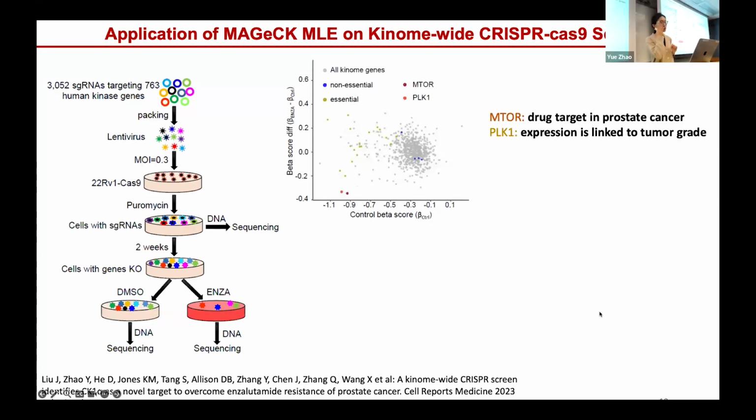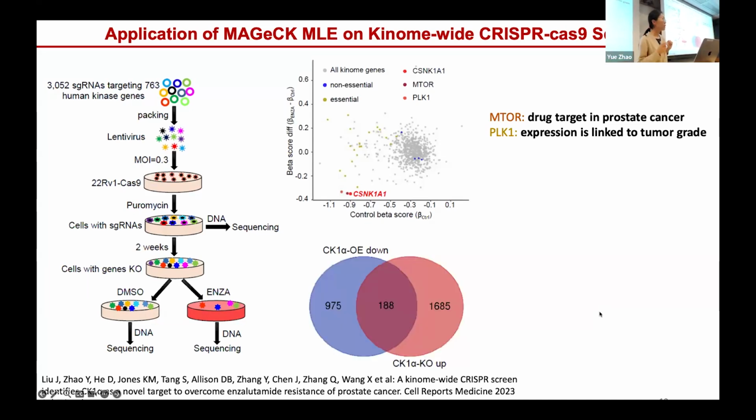And indeed, we found 2 interesting genes that are known to be very interesting in prostate cancer. The first one is mTOR, a known drug target in prostate cancer. And PLK1, its expression is known to be linked to prostate cancer tumor grade. And the third gene is what we discovered. It's called CSNK1A1, and it shows a very negative score and has never been studied in the literature.